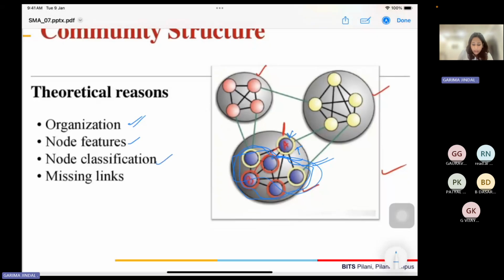Then also node classification and missing links. So we have already seen how, after identification of the communities, one can identify whether there is a probability of node A and B forming a connection or not. Okay.